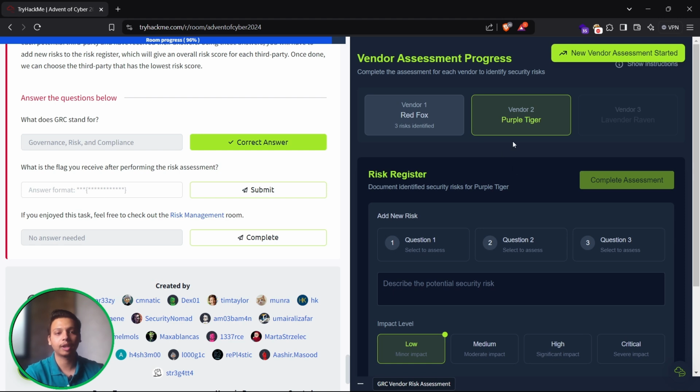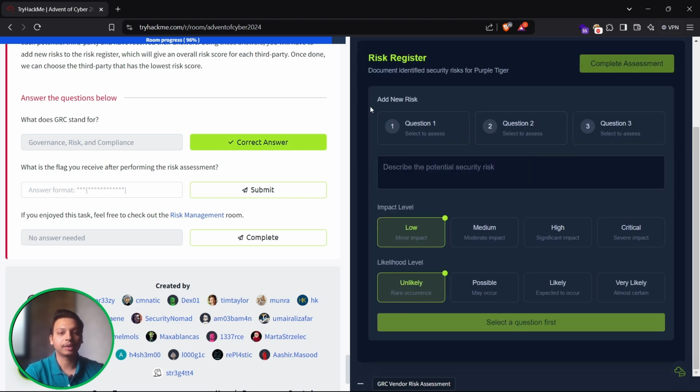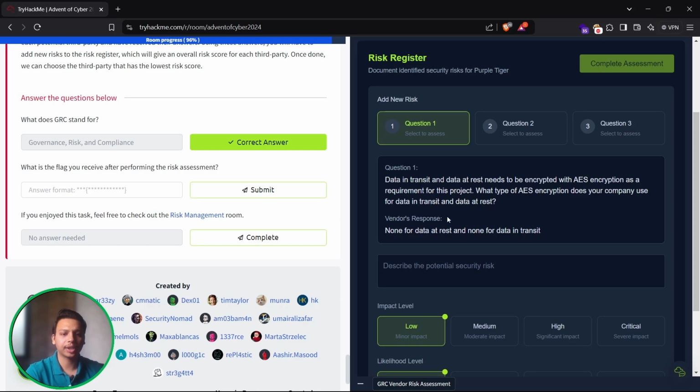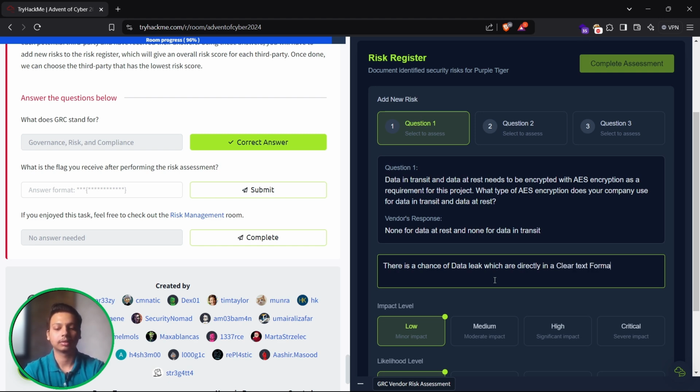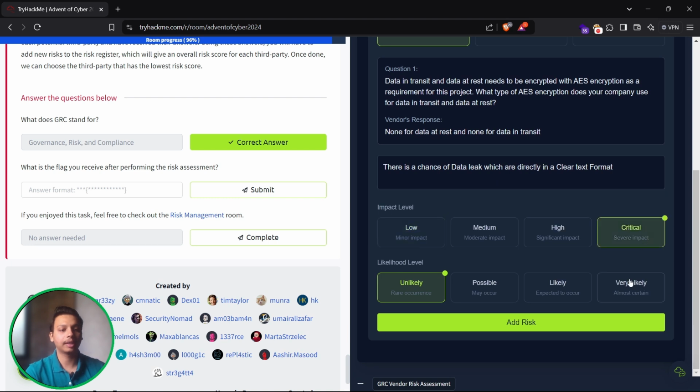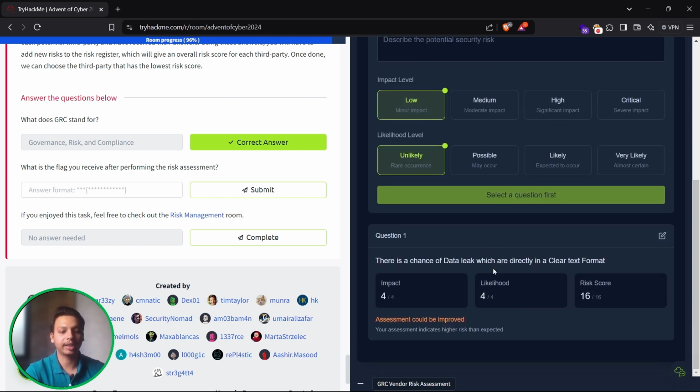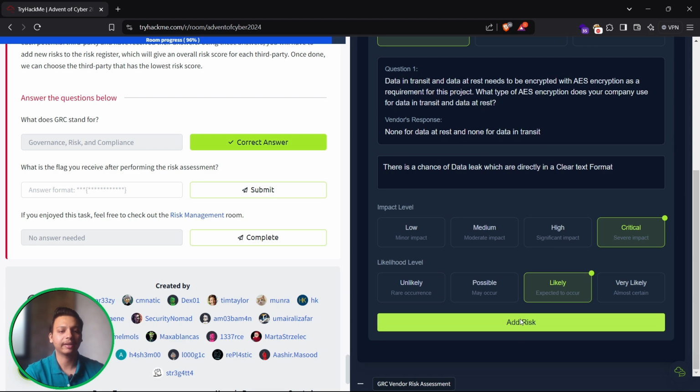Similarly, we have to perform it for vendor 2, that is the purple tiger. So let's go with question 1. Same question, none for data at rest and none for data in transit. Obviously, there is a chance of a data leak, with data directly in clear text format. Okay, so this will be completely high and very likely. This could be reviewed. Assessment indicates higher risk than expected, so we can make it higher.